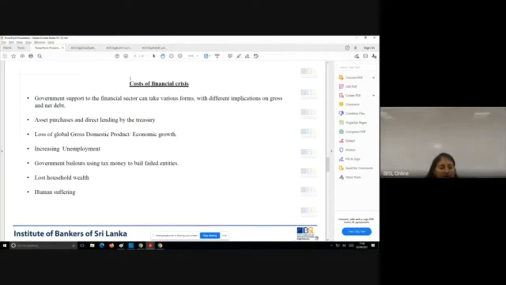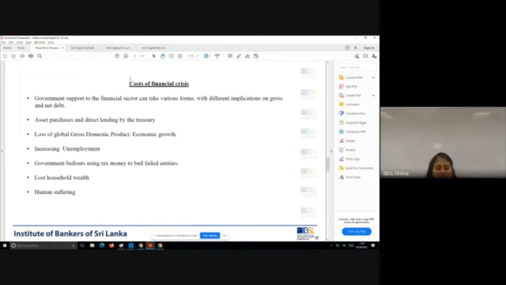Loss of global gross domestic product and economic growth. That's another cost. What do you mean by cost? Another consequence. Your output is now declined. Because of that loss of output, there is a loss borne by the corporates or the companies. So that's a cost borne by them. Increasing unemployment, loss of income is a cost borne by the general public.